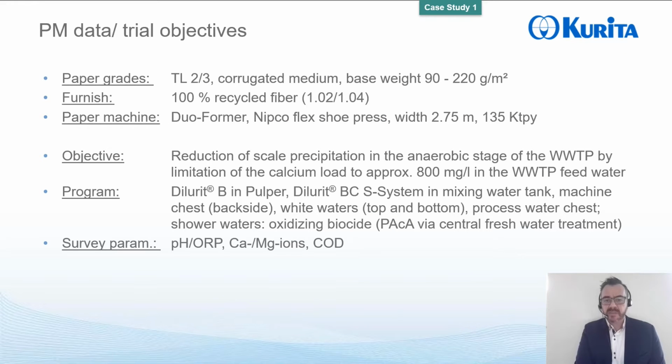Of the paper machine itself, you can see some data. It's producing 135,000 tons per year. And you can see here once again what the conditions were before we started, like COD, pH, ORP, and calcium value.